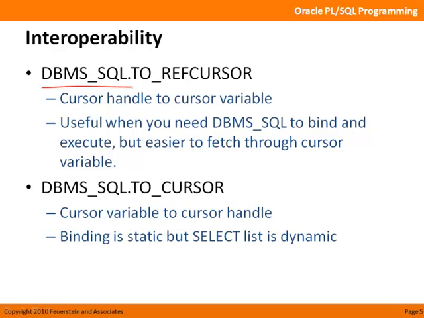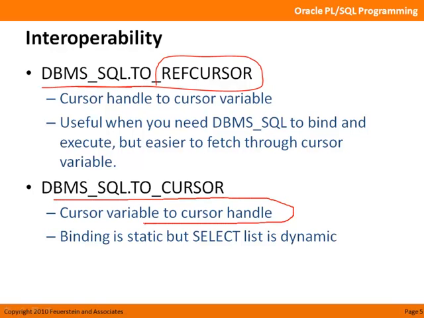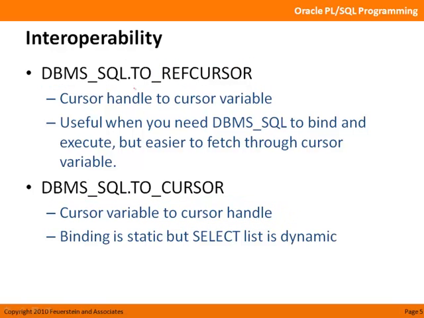So what Oracle has done with 11g is give you the ability to start with one and switch to the other. I can start with DBMS_SQL, and then switch to cursor variables by converting my cursor handle to a cursor variable or a REF CURSOR type. And if I started with native dynamic SQL, I could switch to DBMS_SQL by converting that cursor variable to a cursor handle. Now, the first, converting to a cursor variable, is useful when you need DBMS_SQL to bind and execute, but it's easier to fetch through cursor variables.